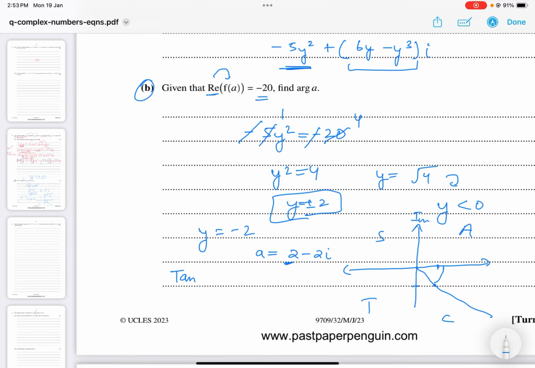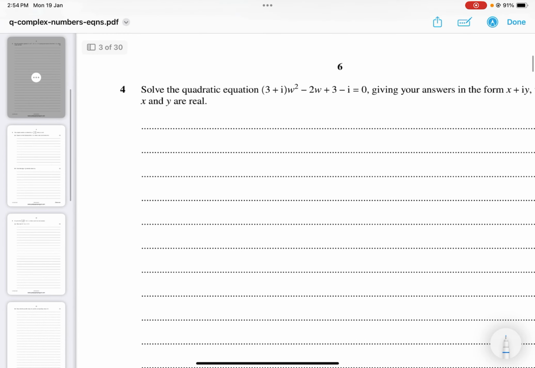The formula for argument is tan inverse b upon a, or we can say tan inverse y upon x. So y over here is negative 2 over 2, and that too in tan inverse. If we try to calculate this angle, tan inverse of negative 1 will give us negative pi by 4. So this is the argument of A. Show me a thumbs up, learners, till here. Let us proceed to the next question.